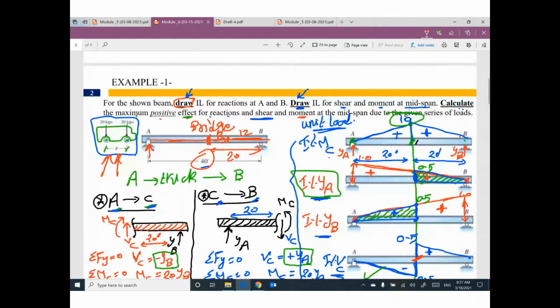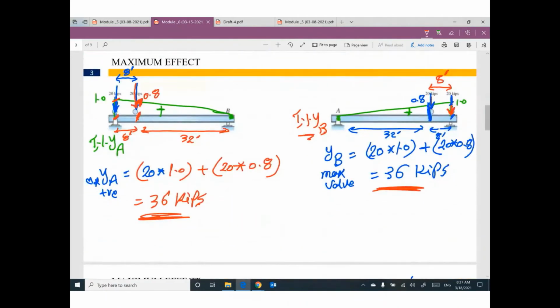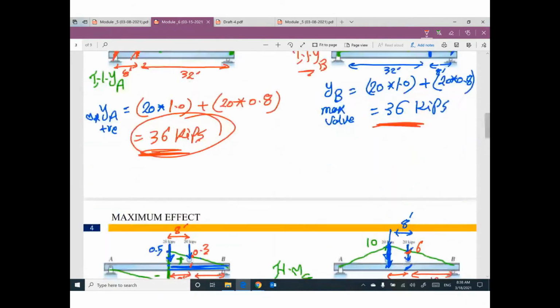As we see here in this problem, first step, we need to draw the influence line diagrams, which are required by the problem. The second step, we need to position the truck to give you higher values from the diagram. Then I can get the maximum effect for shear, for moment, and for reaction.